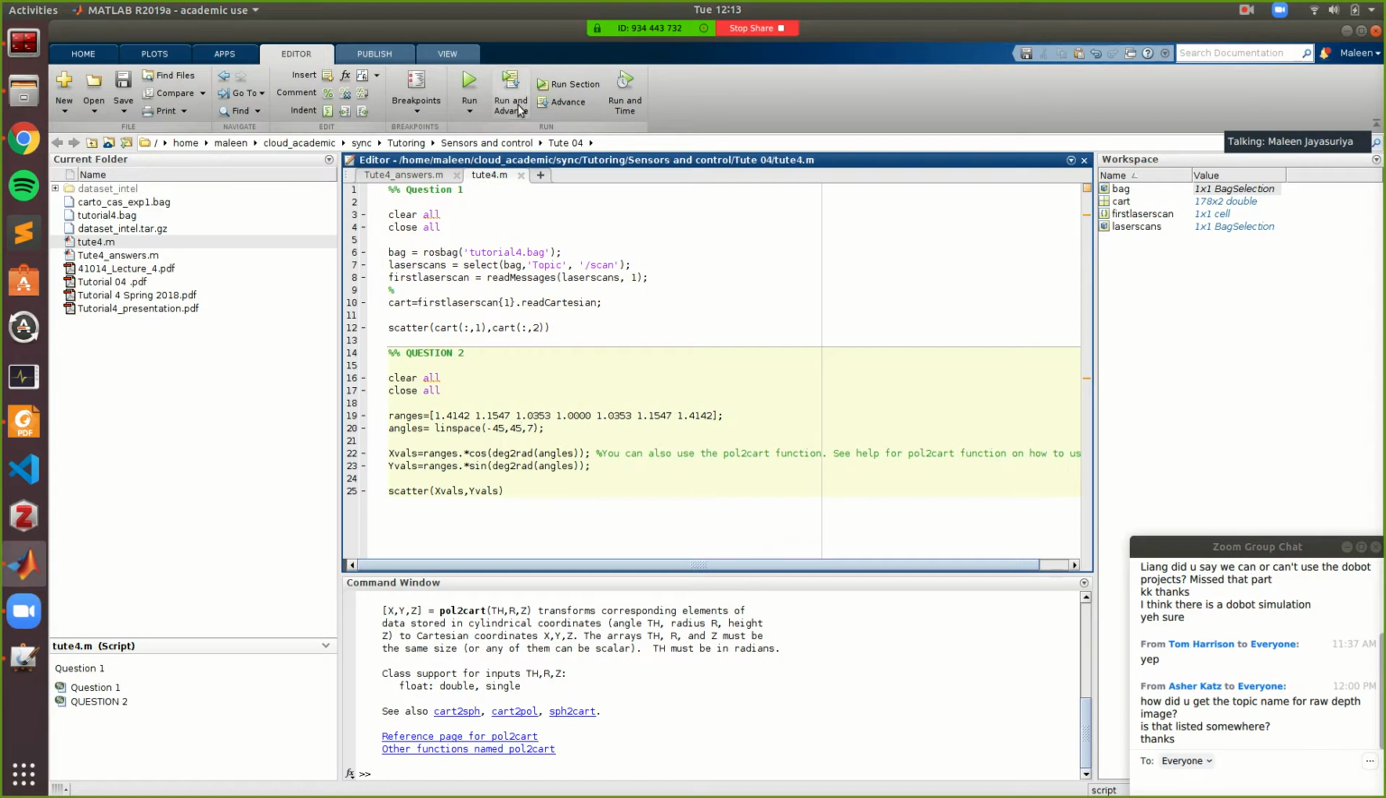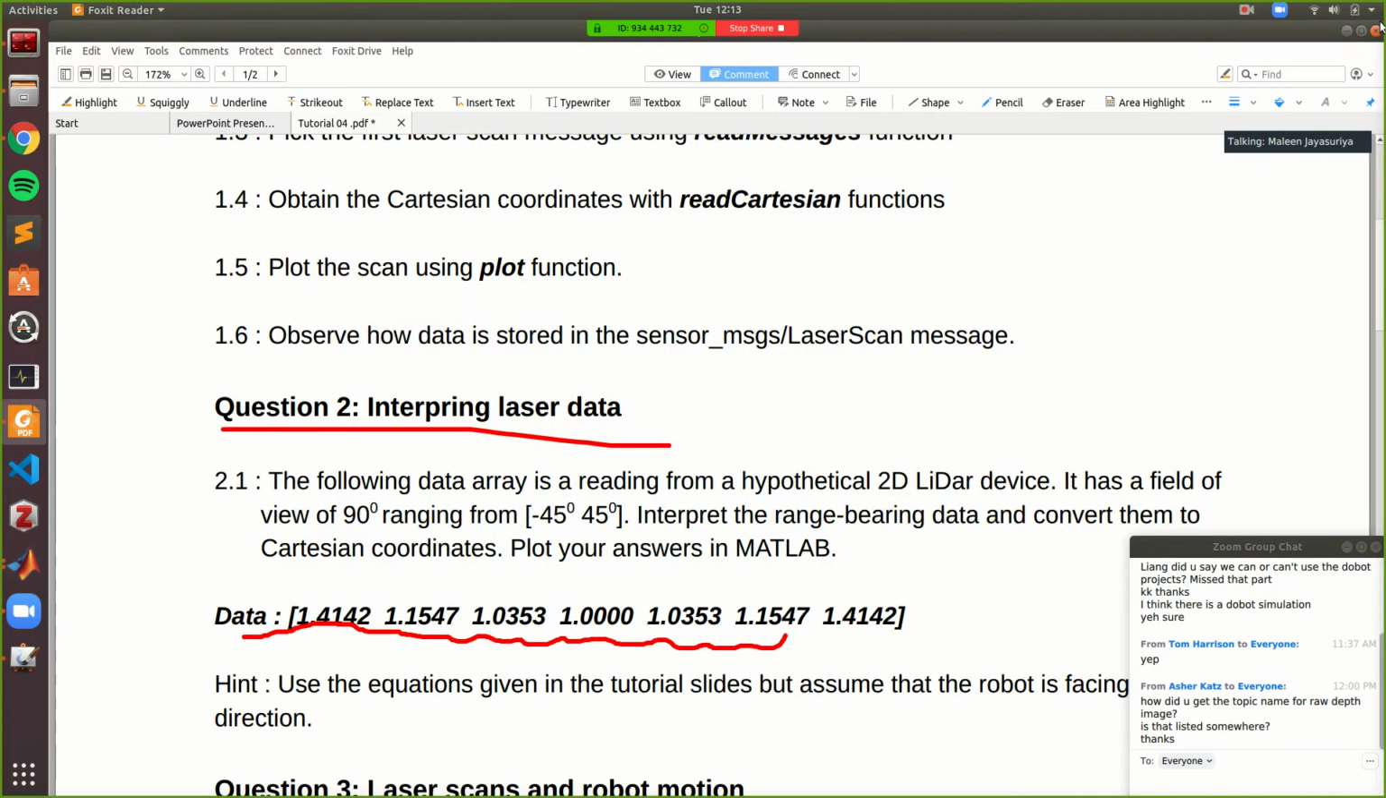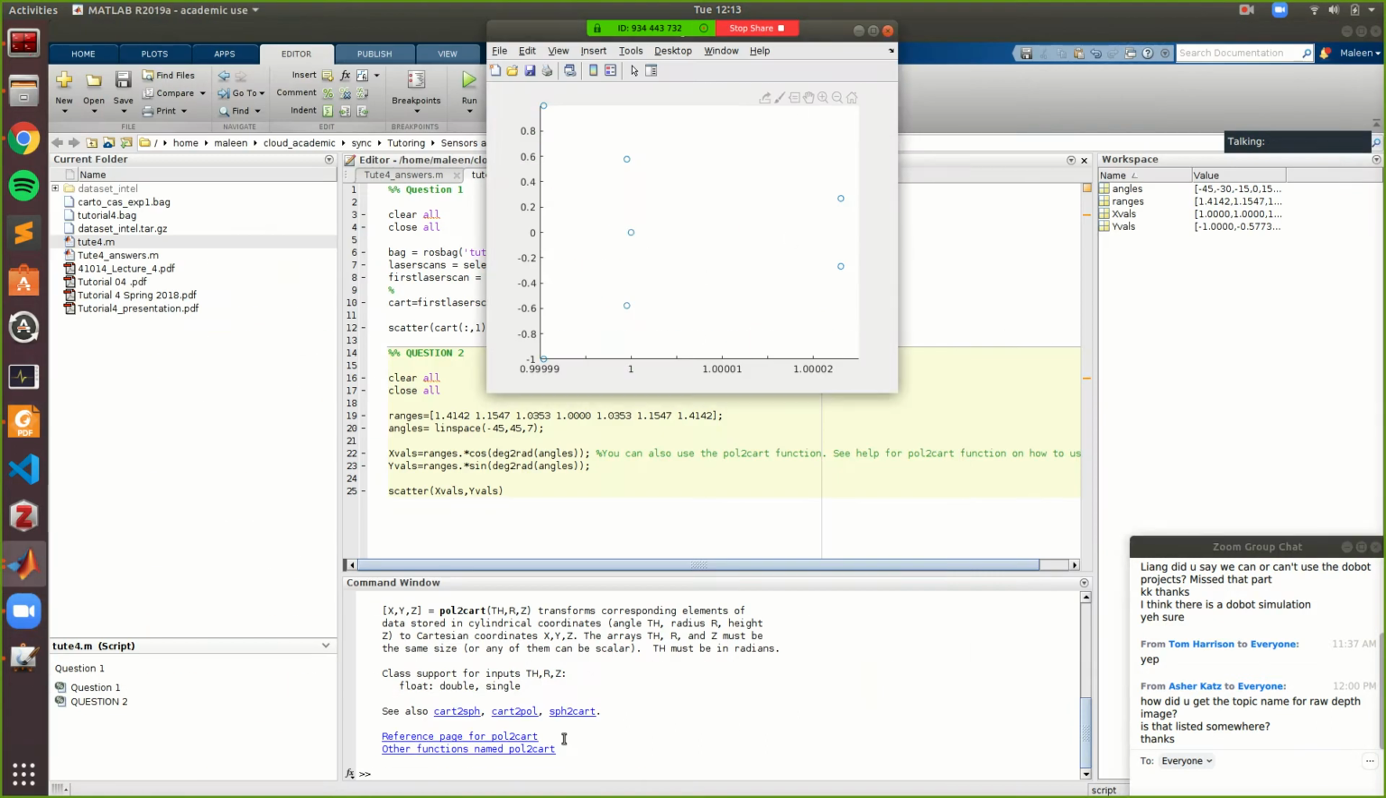Okay, anyway, back to question 2. If I run this, this is what your laser scan in question number 2 looks like, right? A set of points. Yeah, so that is the end of question 2.